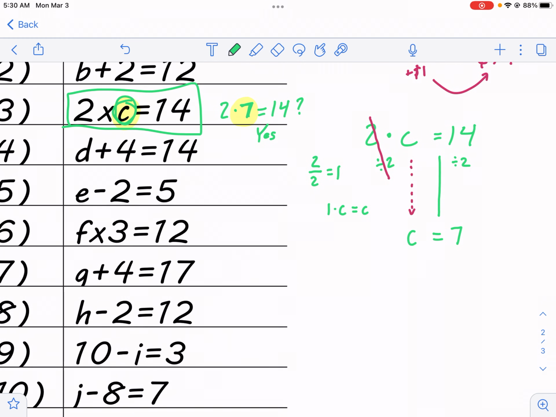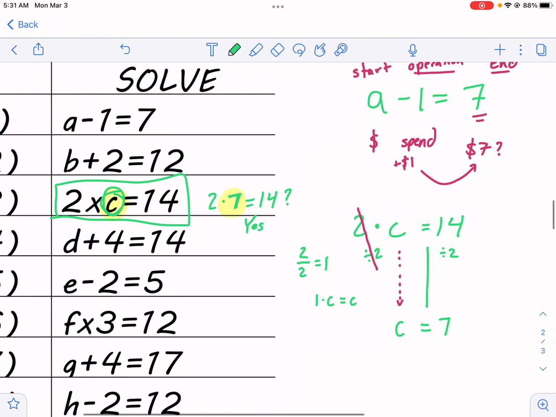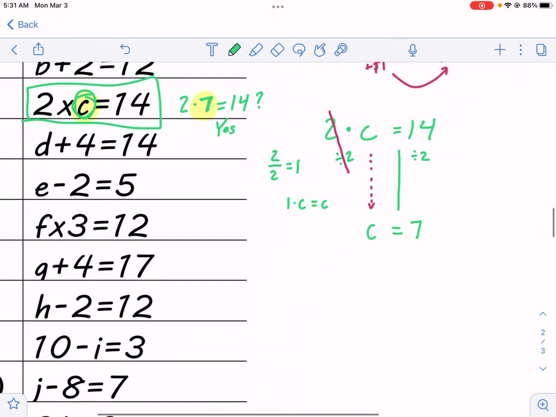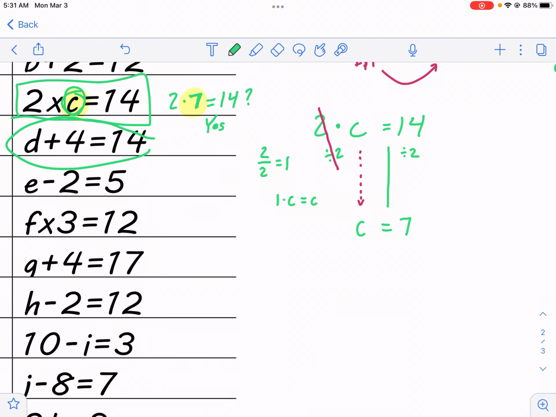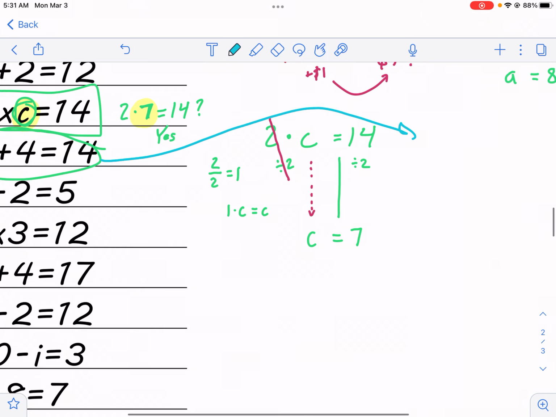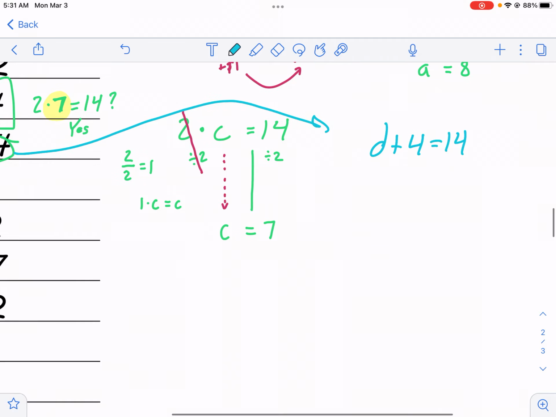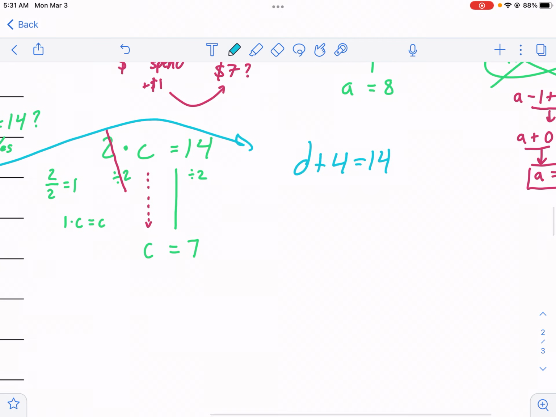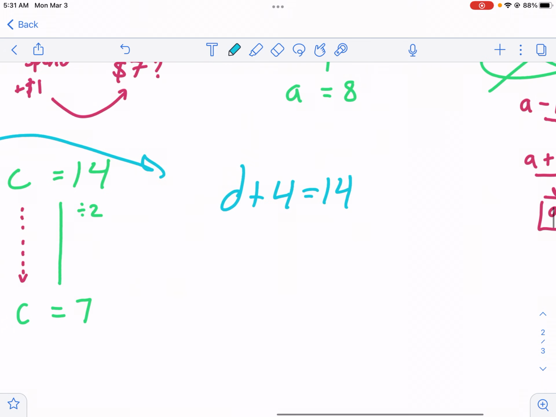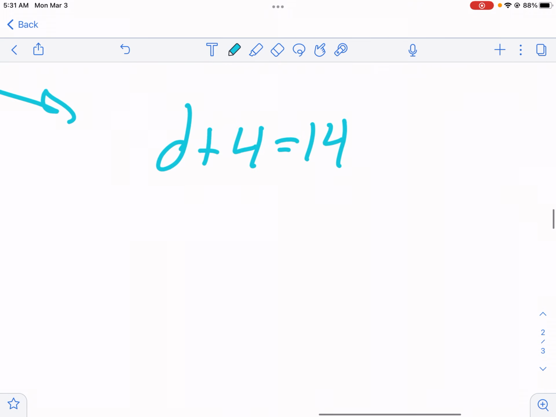I'm trying to find another operation we haven't done yet. So we did subtraction. How about addition? So we have d plus 4 equals 14. Let's do that one. I'm going to change it to blue just so we can keep it straight. Okay, so d plus 4 equals 14. Addition ones I think students are the most comfortable with, and then all the other operations students are a little bit more uncomfortable, like subtraction. I'll show you what happens in a little bit.